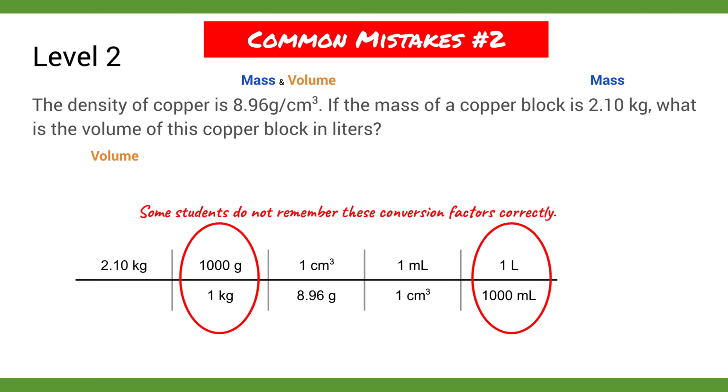Common mistake number 2 is where many students do not memorize the conversion factors correctly, such as I've seen a lot, 1 kilogram to 100 grams. So they don't understand that K stands for kilo, which is also the representation of the number 1,000.